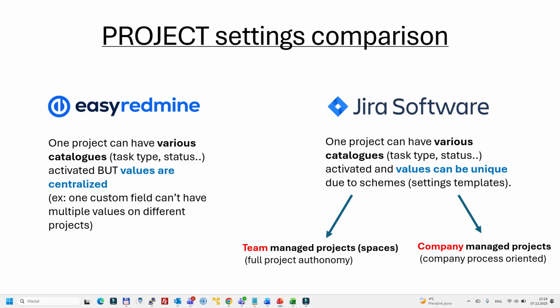And in Jira software, they distinguish two types of projects, like team managed projects. They newly call them spaces, which brings even full project autonomy. It means that on the project level, you can easily configure even a separate workflow, or company managed projects, which is, let's say, also a more process-oriented setup from the admin section.